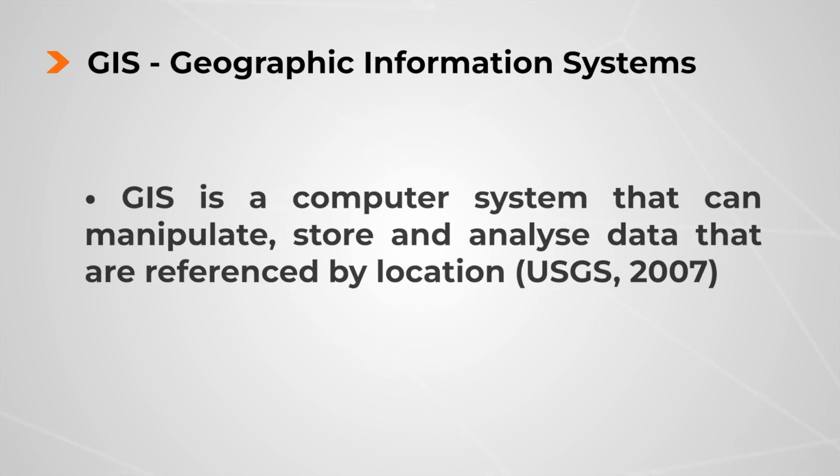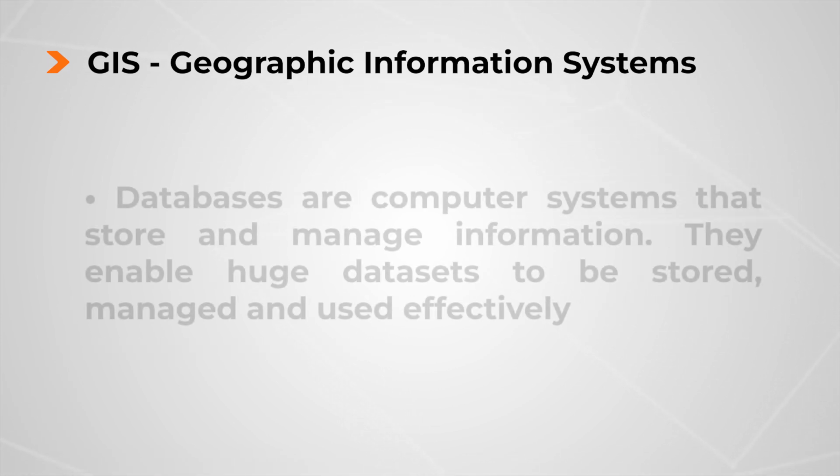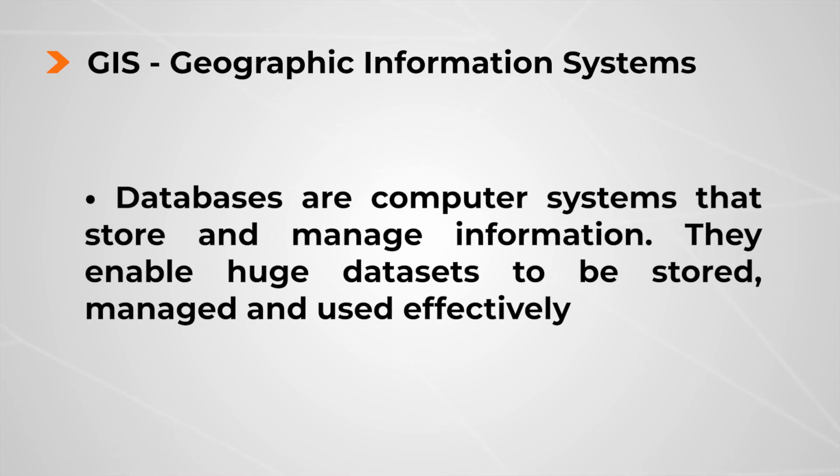GIS is a computer system that can manipulate, store, and analyze data that are referenced by location. A GIS is fundamentally a spatial database distinguished by the fact that it includes data on location of phenomena in a way that enables information to be mapped and analyzed. Databases are computer systems that store and manage information.